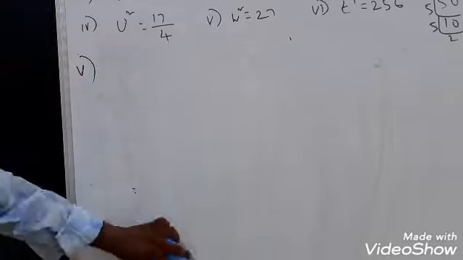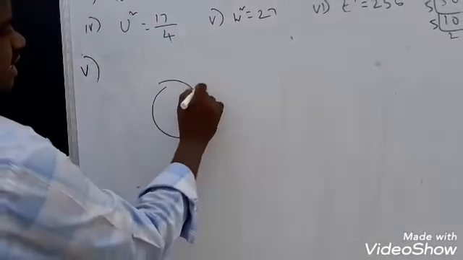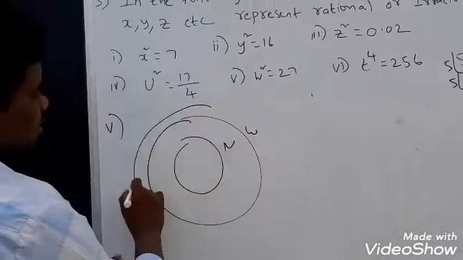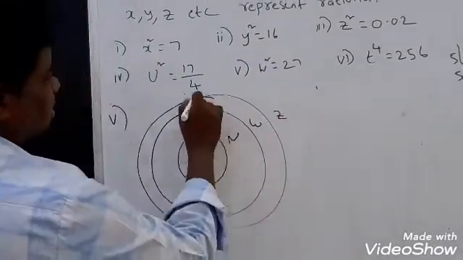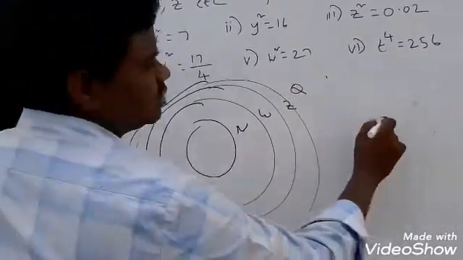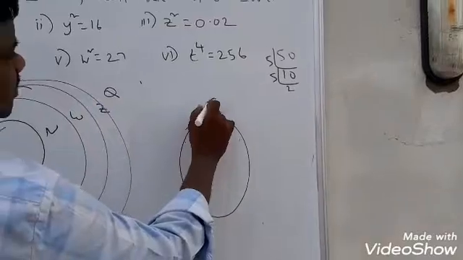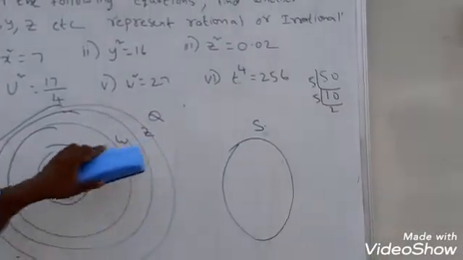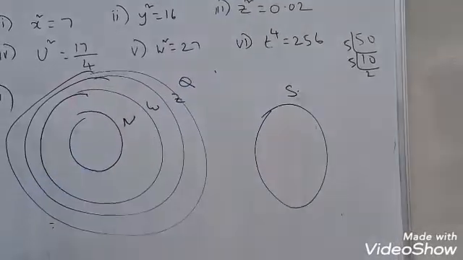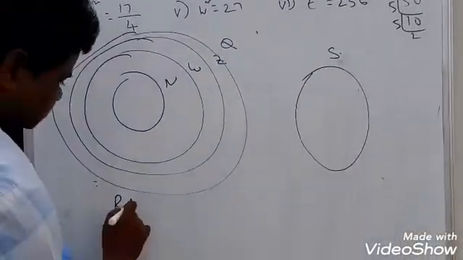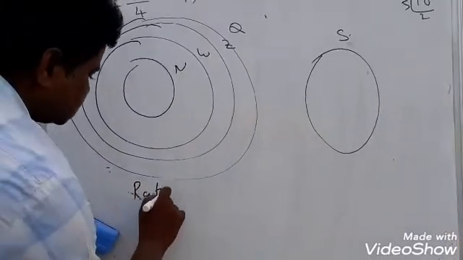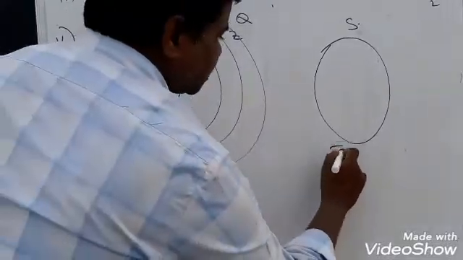Already I told you, natural numbers are denoted by N. So N is contained in W, whole numbers. Whole numbers are contained in integers. Integers are contained in rational numbers. Irrational numbers are denoted by S, as already told. So N is contained in W, W is contained in Z, Z is contained in Q. These are rational numbers. These are irrational numbers.